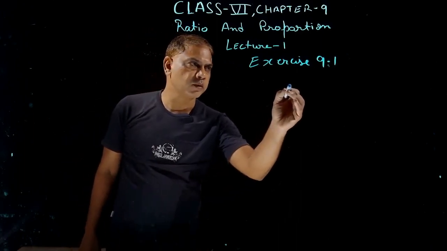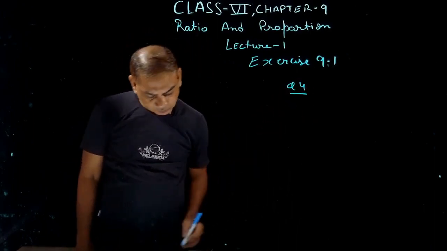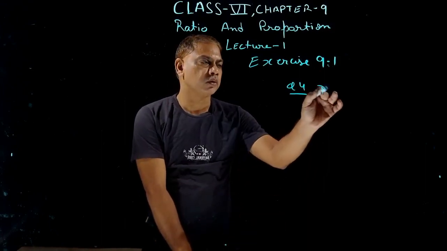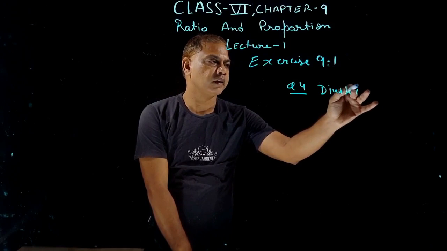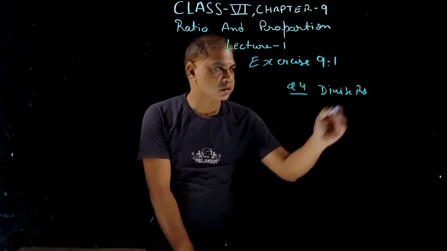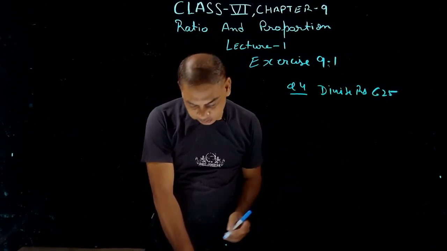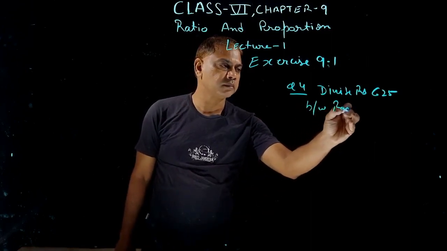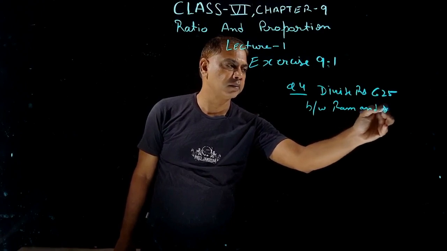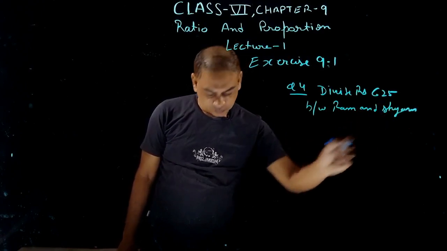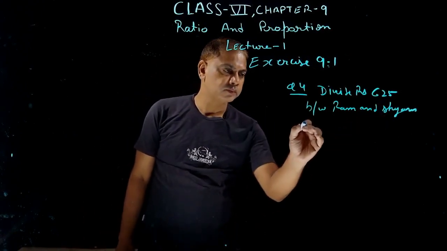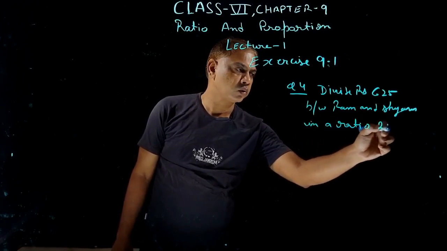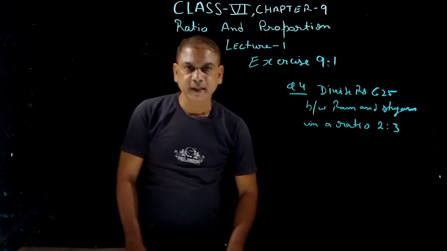Now come to question number 4, students. Question number 4, exercise 9.1. Divide rupees 625 between Ram and Shyam in a ratio 2:3. Right? This is the question.